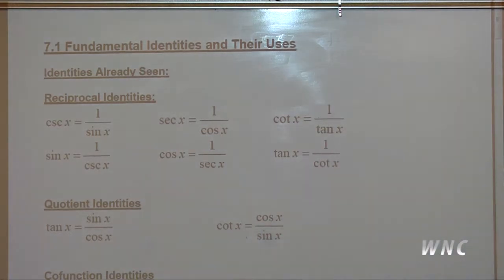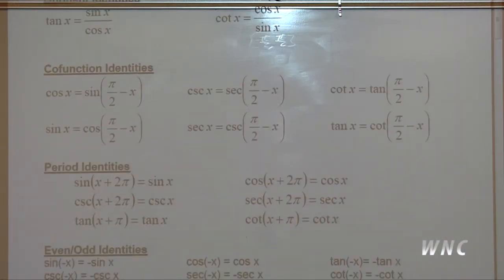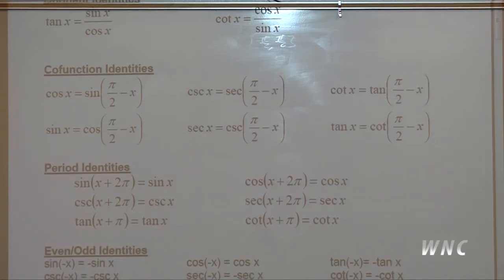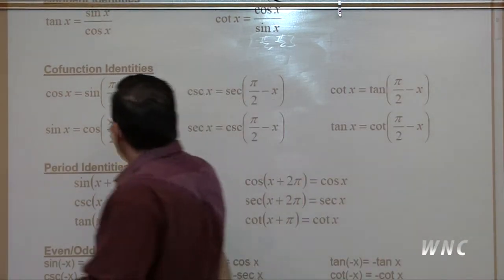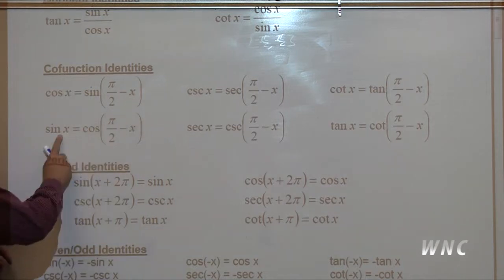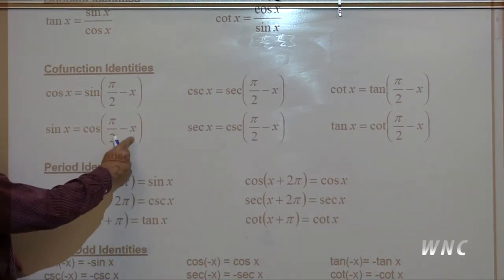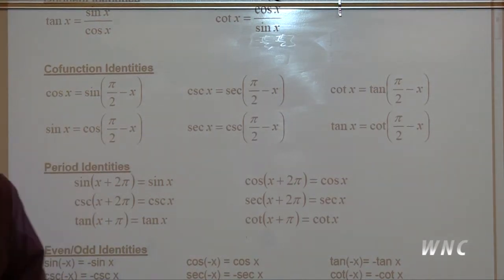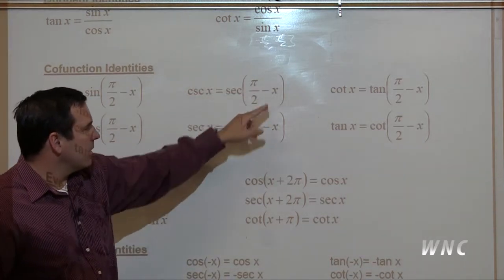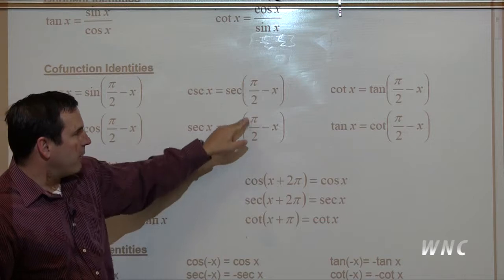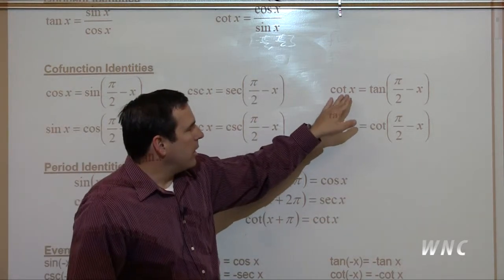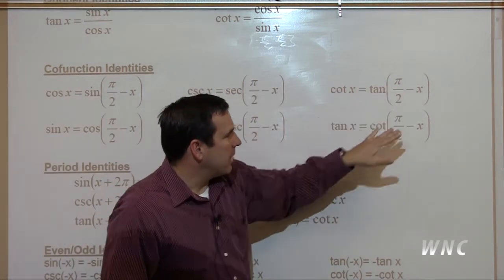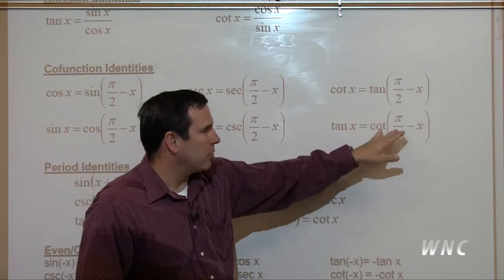We also have the cofunction identities. Cosine of x is sine of pi over 2 minus x, and sine of x is cosine of pi over 2 minus x. Cosecant is secant of pi over 2 minus x. Secant is cosecant of pi over 2 minus x. Cotangent is tangent of pi over 2 minus x, and tangent is cotangent of pi over 2 minus x.